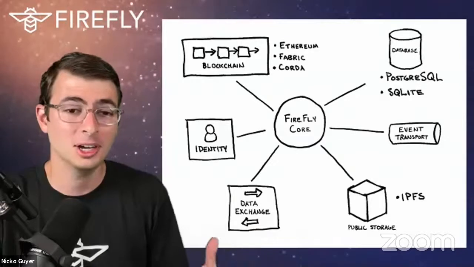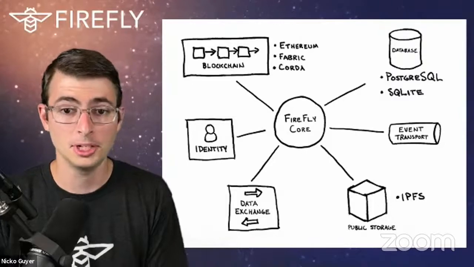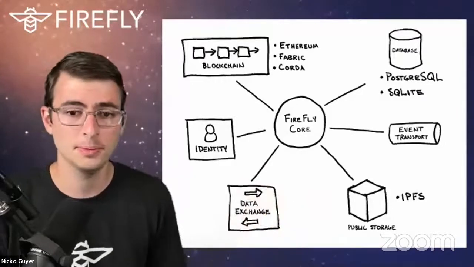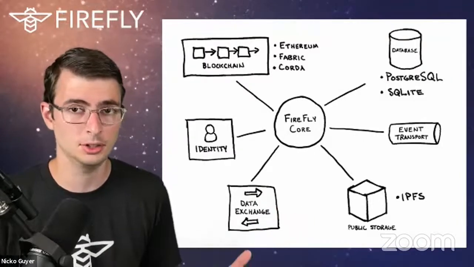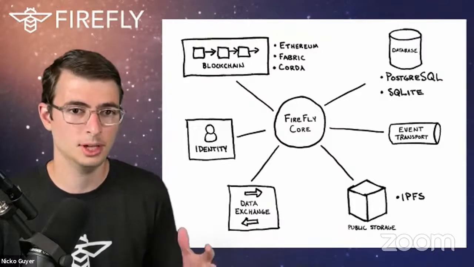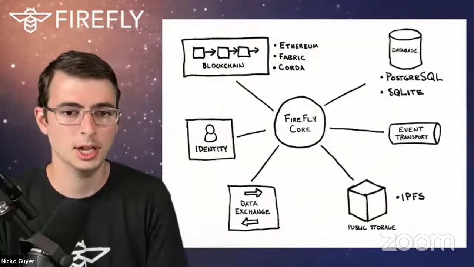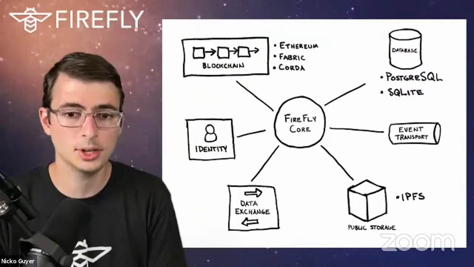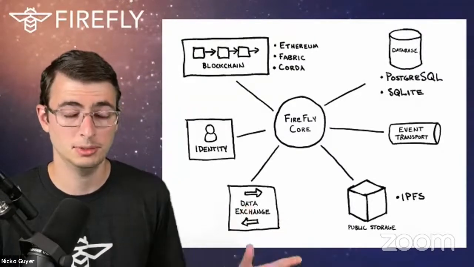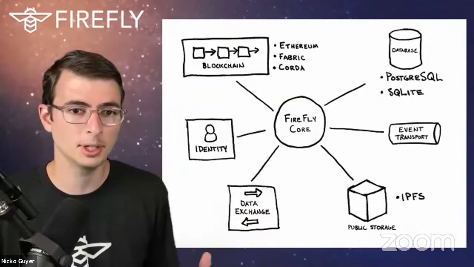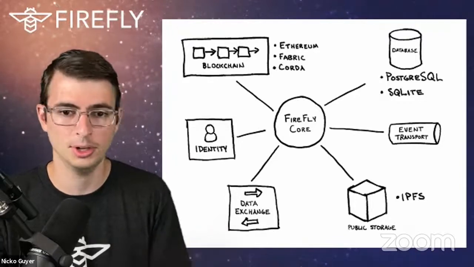So we support Ethereum out of the box. Fabric and Corda support is in progress, in active development now. On the database side, we support PostgreSQL and also SQLite. For public storage, we support IPFS. It makes sense. It's a distributed public file system, so it's the perfect fit for building distributed, decentralized business applications. But other things such as the identity system, the data exchange, and the event transport are all pluggable as well. So it's really cool architecture, and definitely love to see where the community takes this extensible architecture in the future in integrating with other systems.